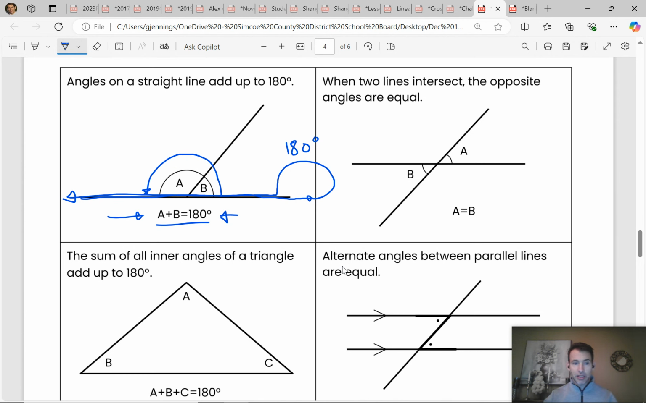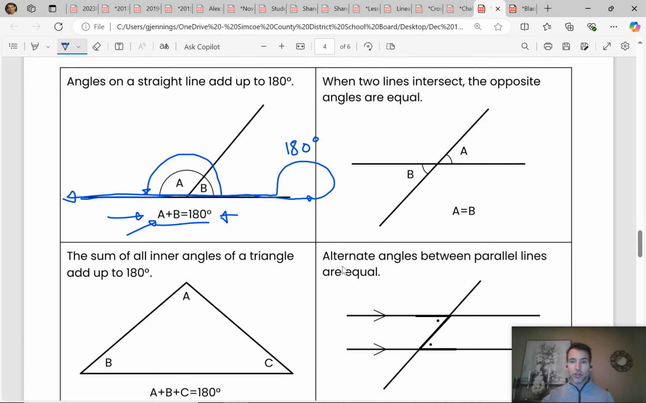Now, these are things that I often find grade 8 students know, but they don't apply them with equations. They just know that that's a principle. So now, because you have more solving equations skills, you can use those skills with these equations.